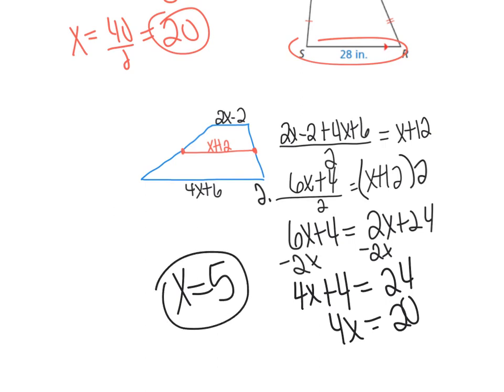So notice what I did was I just took my bases and added them together. I had a base of 2x minus 2 and 4x plus 6, added them together and divided by 2 to average them, and they equal the length of my mid-segment. And then it's just knowing how to solve the equation from there.